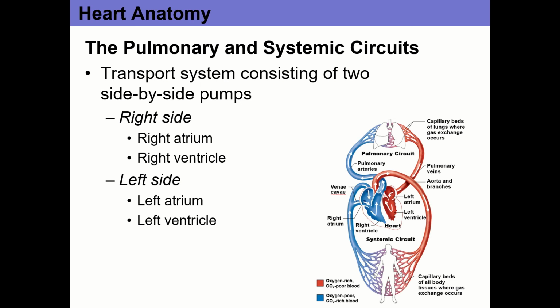So the right side of the heart then handles deoxygenated or oxygen-poor blood. The left side of the heart handles oxygenated or oxygen-rich blood. So there are 4 chambers to the heart. So there are 2 atria. So you can see the right atrium here, the left atrium here, and so the plural is atria, A-T-R-I-A. So there's 2 atria, a right and a left, and then there are 2 ventricles, a right and a left. So essentially 4 chambers to the heart. Right atrium, right ventricle on the right side, that deoxygenated side, left atrium, left ventricle on the oxygenated side.